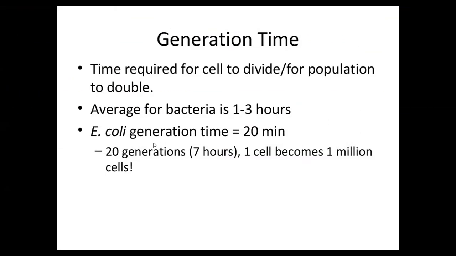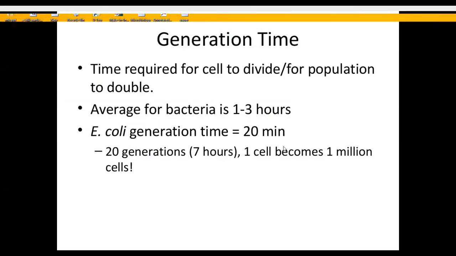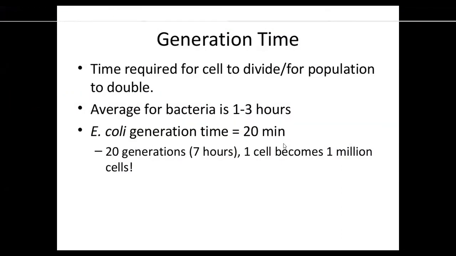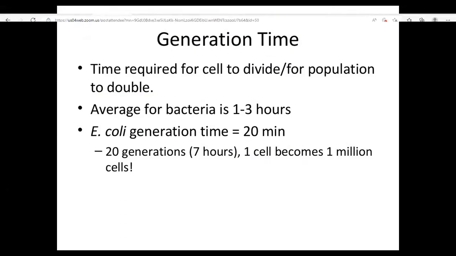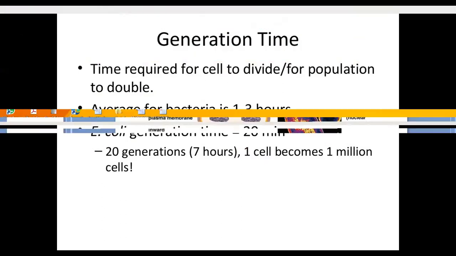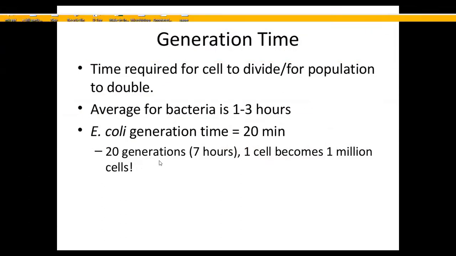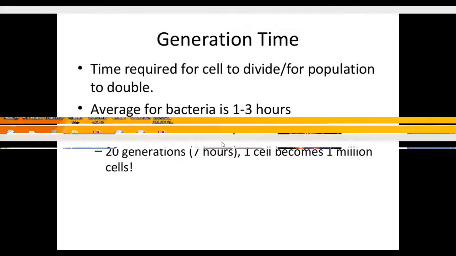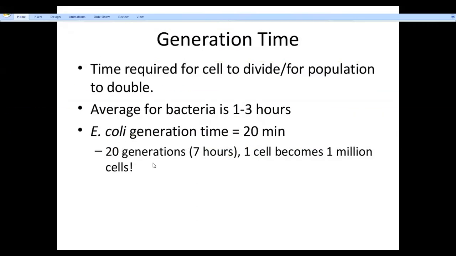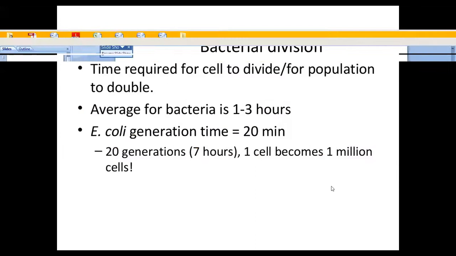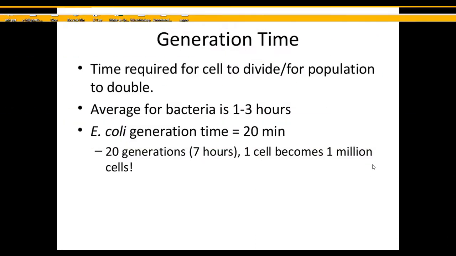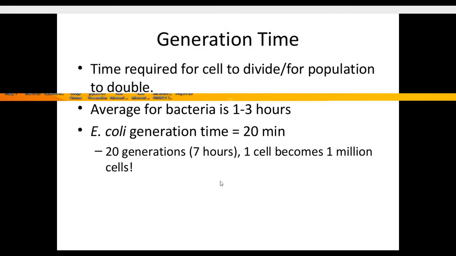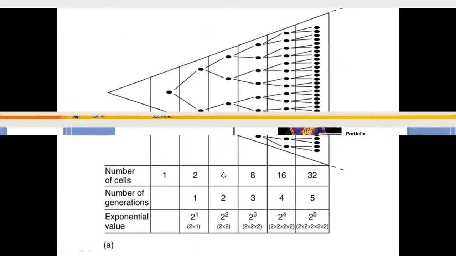And E. coli generation time is 20 minutes. Means if you take E. coli, in 20 minutes, one cell will become two. In another 20 minutes, the two cells will become four. Likewise, 20 generations can be carried out in 7 hours. Generation means the division of the cells. In 7 hours, it can give around 1 million cells. See the growth rate. It is very high.